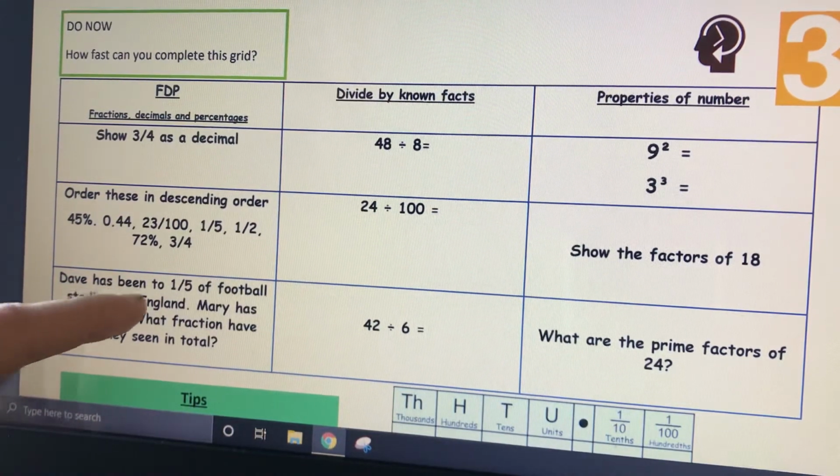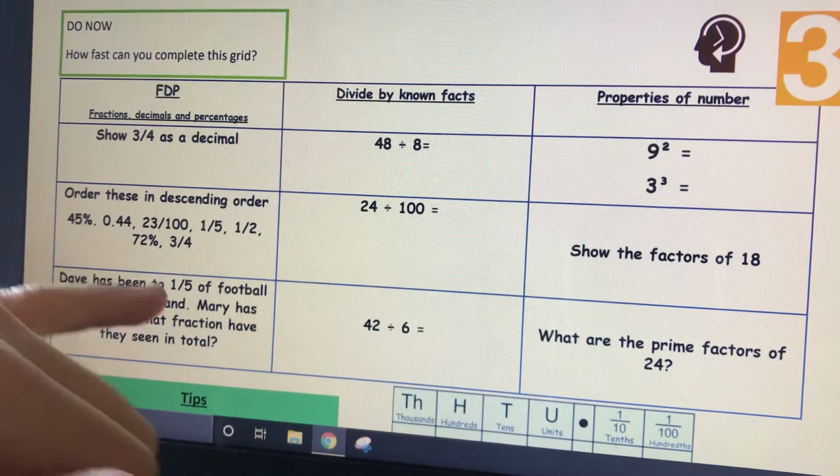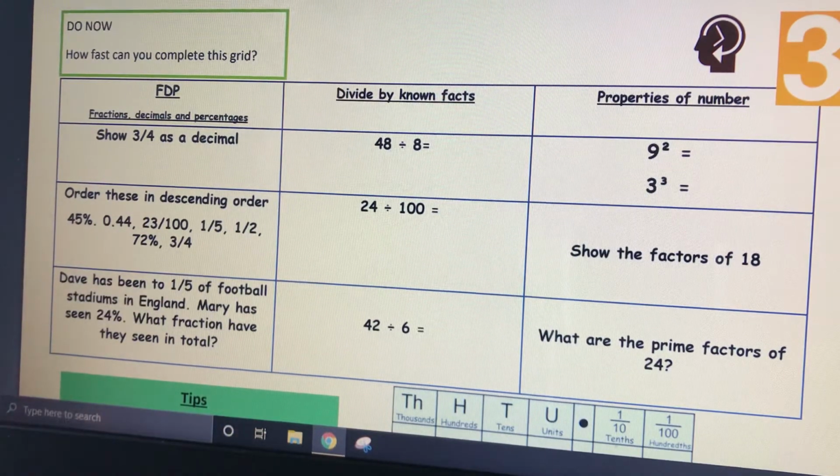Dave has been to a fifth of football stadiums in England. Mary's seen 24%. What fraction have they seen in total? Well, again, 1/5, 0.2, so 20%. So 20 out of 24, that's 44%.